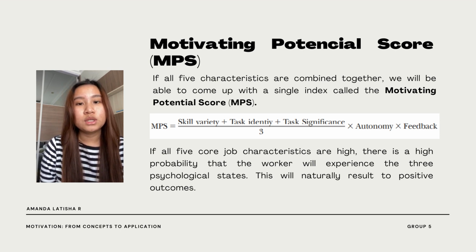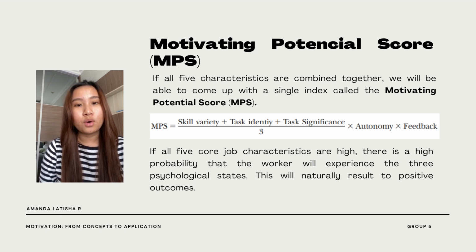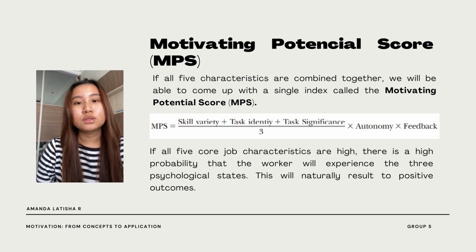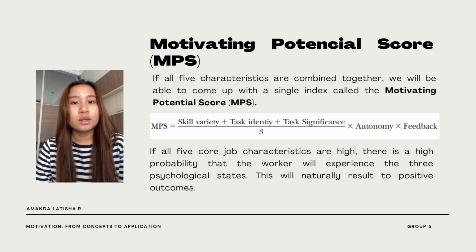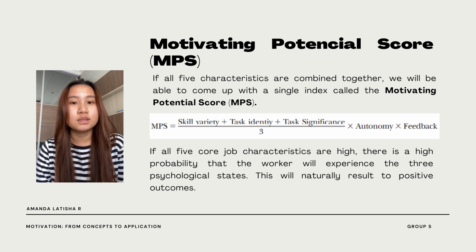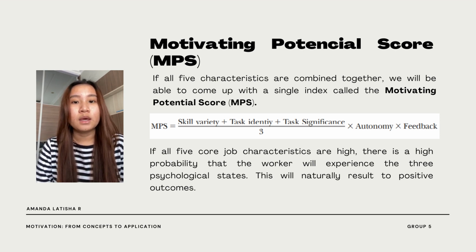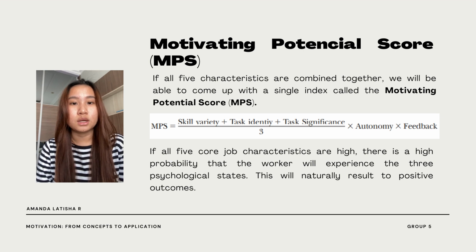When the motivation of each core job dimension is at the highest level, there is a relationship between the MPS and its characteristics. If all 5 core job characteristics, or dimensions, are relatively high, there is also a high probability that the worker will experience the 3 psychological states in the previous model, and this will naturally result in positive outcomes for the employee.